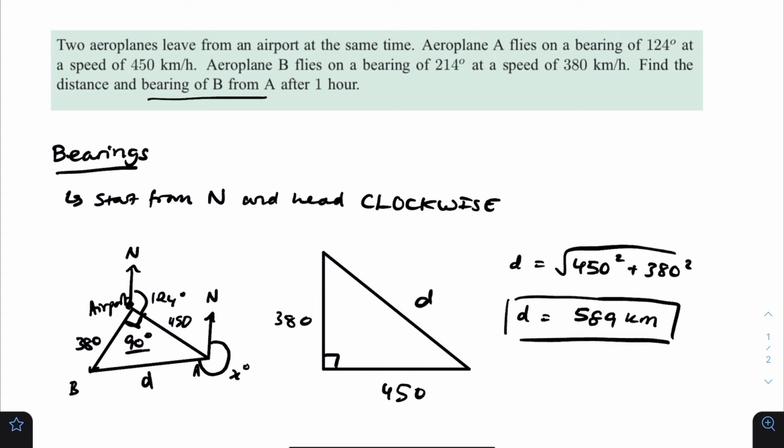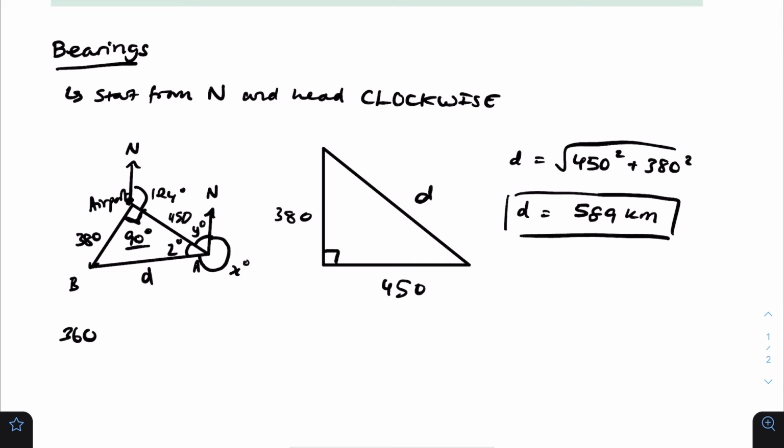However, to find out x, we're going to need to know what this angle over here, we're going to call this y, and this angle, which we're going to call z, is. And then we can subtract, so I'm going to write this down, 360 minus y minus z will give us x, which is what we want. So how do we find y and z? Well, y is simple enough.